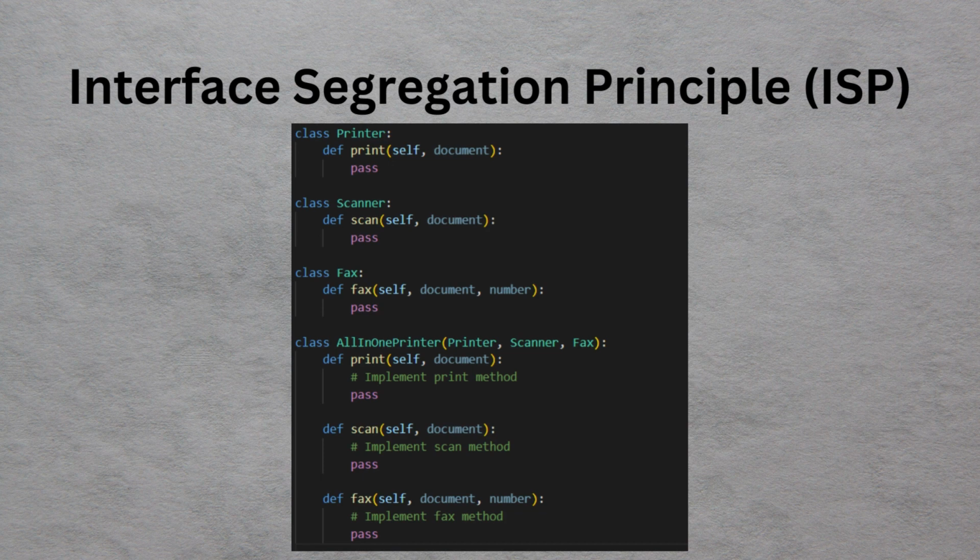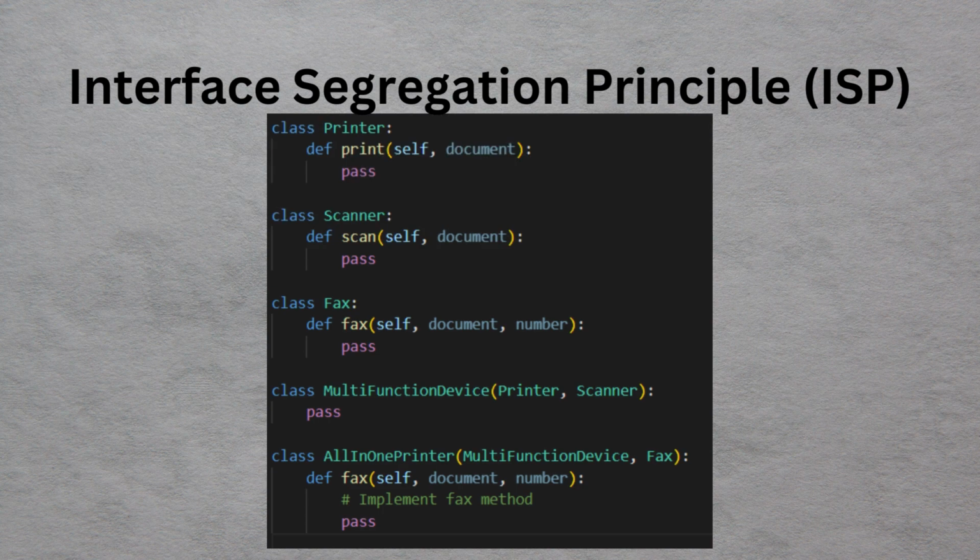To understand the ISP, let's consider an example of a class hierarchy. In this example, we have a printer, scanner, and fax class, each with their own methods. We also have an all-in-one printer class, which is a subclass of all three classes and implements all of their methods. However, this class hierarchy violates the ISP since the all-in-one printer class is forced to implement all the methods of its superclass, even if it doesn't need them. This can lead to bloated interfaces and unnecessary complexity in the code.